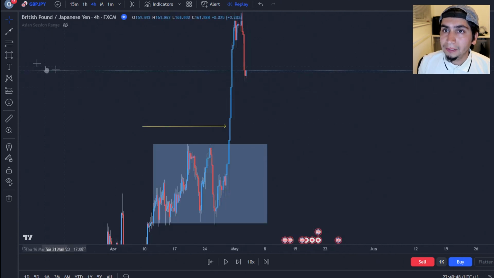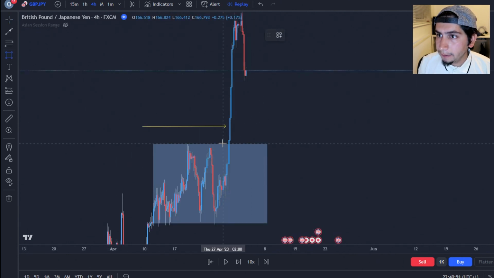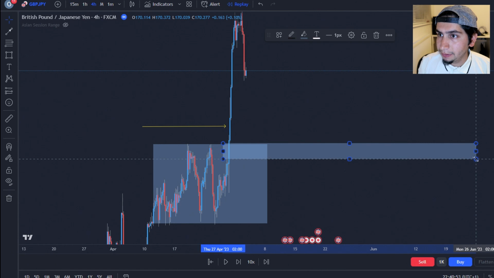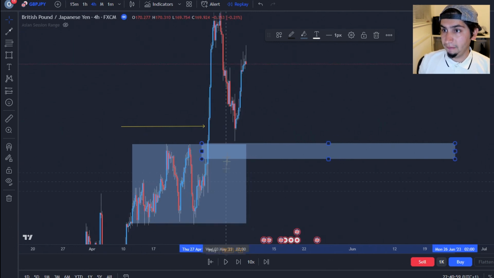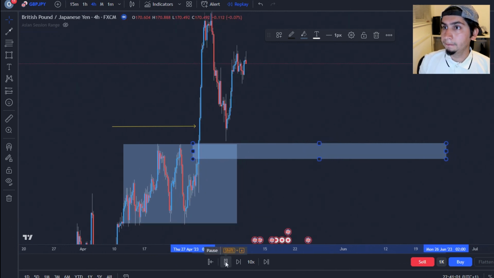Now we need to mark the imbalance. The imbalance is here. That is the lowest possible imbalance, and we want price to come to this area for us to get involved. Until it does, we are not interested. It came very close, but it didn't go.